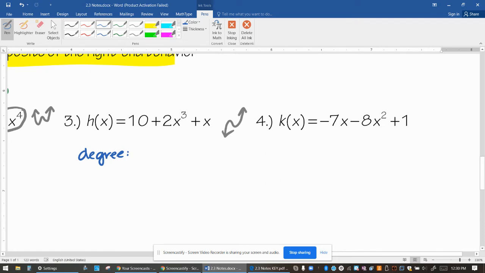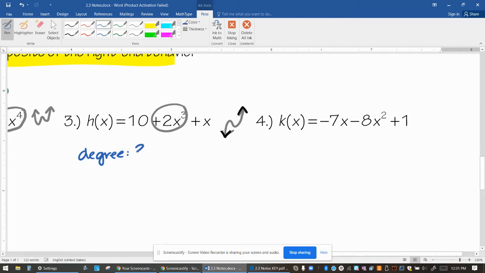Okay, number 3 is a cubic. The leading coefficient is positive, so that means that the right side is rising. Left side has to be falling. Odd functions, remember, have ends that are doing opposite things. So if one arrow is pointing up, the other one has to point down.